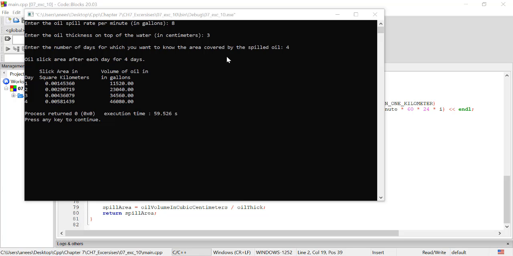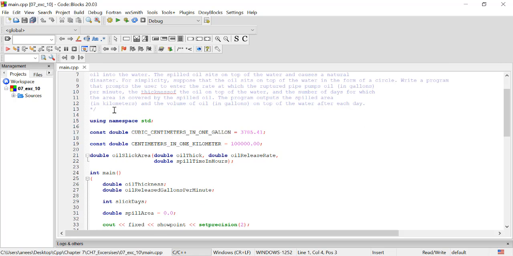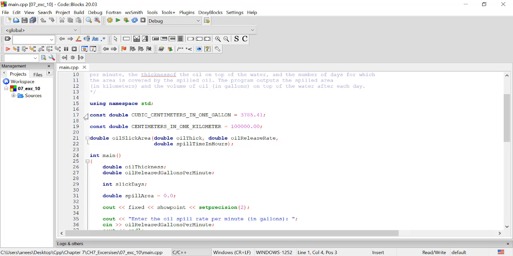After we are done writing the code for this program, I'm going to go over one more time, more or less how this program works. Now right here, we include the header files, pretty simple. Here, we include some named constants in order for us to do our unit conversions a lot easier. So we have the cubic centimeters in 1 gallon, and we have the centimeters in 1 kilometer.